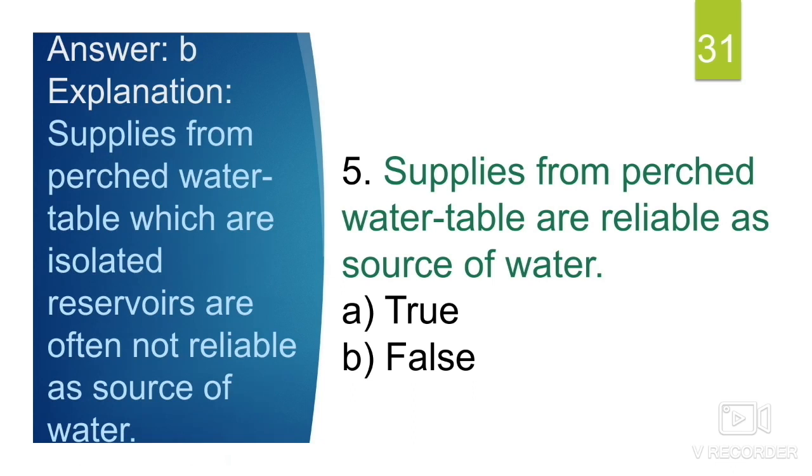So the supplies from the perched water table, which are isolated reservoirs, are often not reliable as a source of water, because the water table fluctuates in the perched water table. So option B is the right one, that is the given statement that is false.